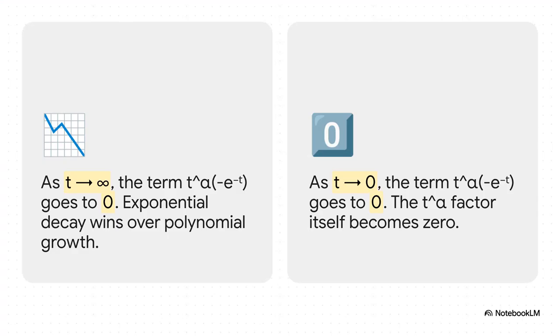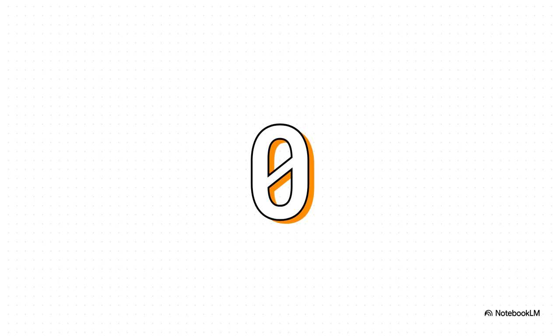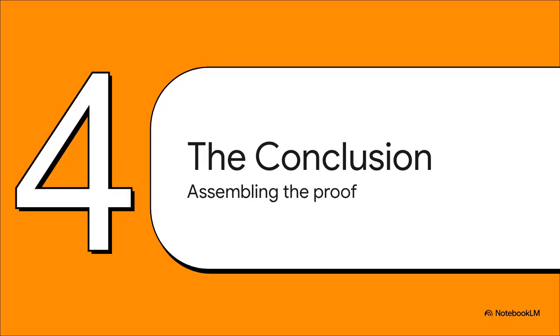Okay, so let's look at the boundaries. First, as t shoots off to infinity, you've kind of got a battle going on. The t to the alpha part wants to get huge, but the e to the minus t part wants to shrink to 0, and it wants to do it really fast. Well, let me tell you, exponential decay always wins that fight. It crushes the polynomial growth, so the whole thing goes to 0. And at the other end, as t goes to 0, well, that t to the alpha factor just becomes 0, making the whole thing 0 again. So the punchline here is that this entire first piece of our puzzle, what we get at the upper bound minus what we get at the lower bound, is just 0 minus 0. The whole term just vanishes. We did it. We've solved both parts.